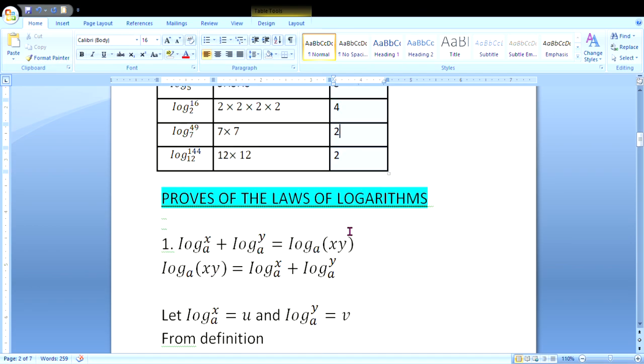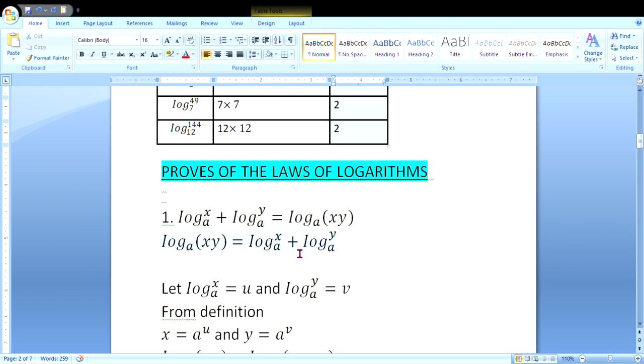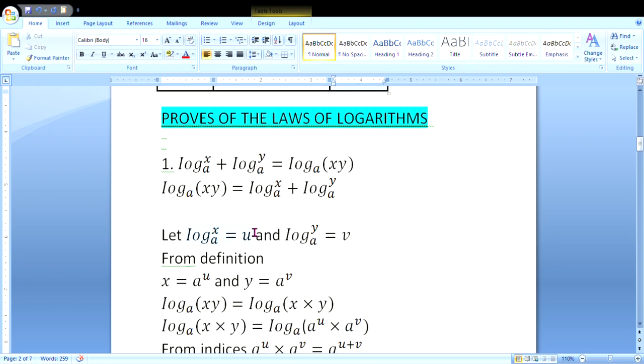Now we will see how to show the proofs of the laws of logarithm. Here we have the first law, which says log x to base a plus log y to base a is equal to log xy to base a. Now we will use the right hand side to show that it is equal to the left hand side.